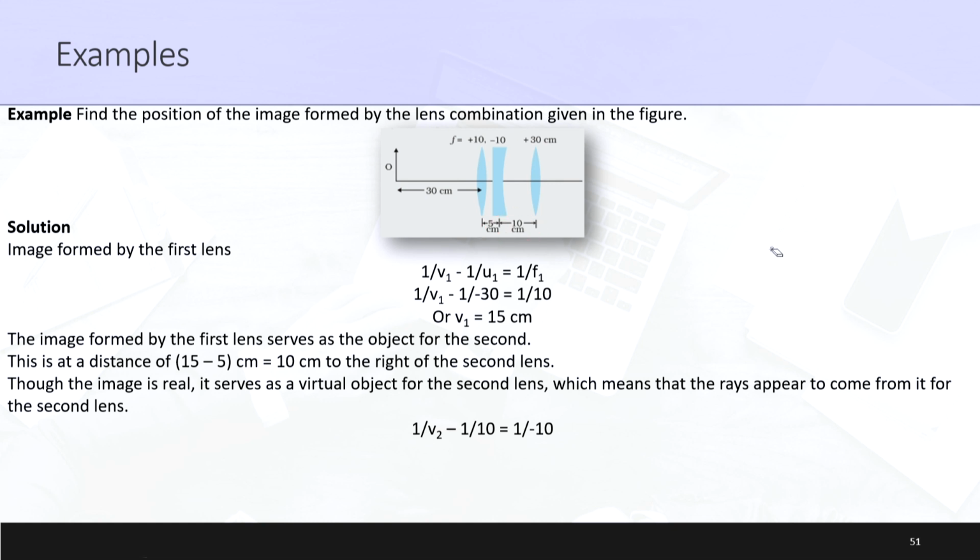So, what you have to do is just find out the image formed by the combination of these lenses. Okay, let us move on now. So, image formed by first lens. The image formed by the first lens will be 1 by v1 minus 1 by u1 is equal to 1 by f1. So, just keep on writing everything.